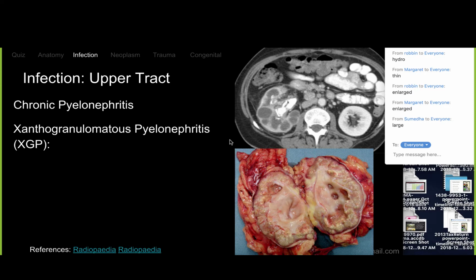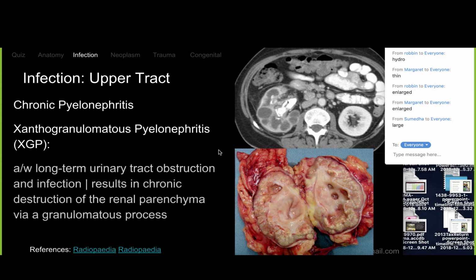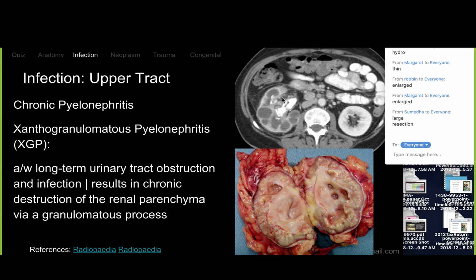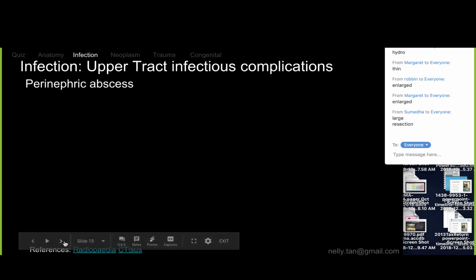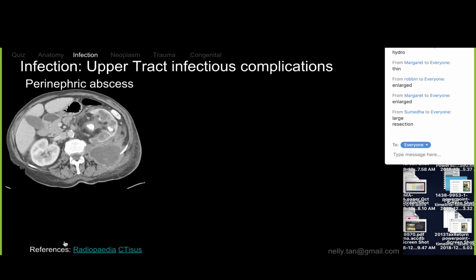So this is why treating stones is important, because if you don't, then it acts as a nidus for infection, and then patients can develop these indolent infections, which can then cause deterioration. So patients with XGP, how do you treat it? Any thoughts? Yeah, exactly. So they require nephrectomy. They don't respond to IV antibiotics. So you want to try to treat stones if possible. The upper tract. So there are complications of upper tract.